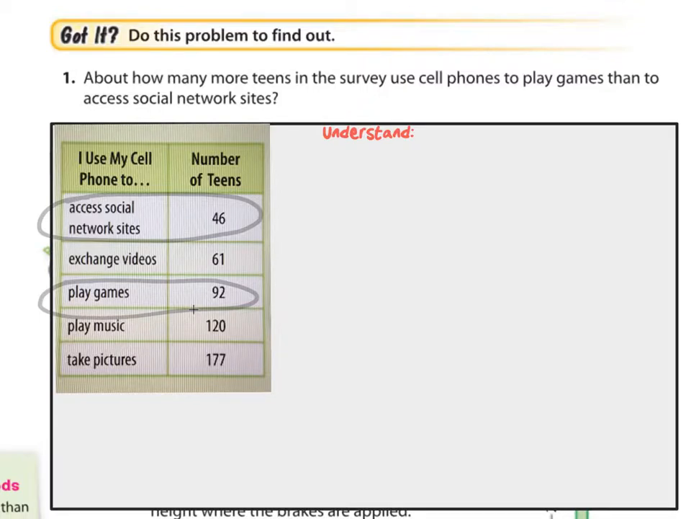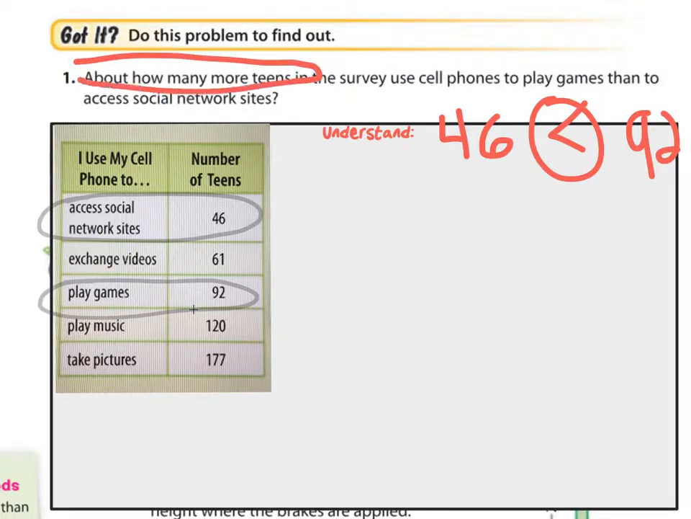Let's follow the 4-step process. First, understanding. I understand my numbers. I understand that we are comparing 46 compared to, let's just put the compare less than, greater than, 92, right? And I know that 92 is greater than 46, but how much greater? I know that they're looking for about how many more teens, okay? About how many more.